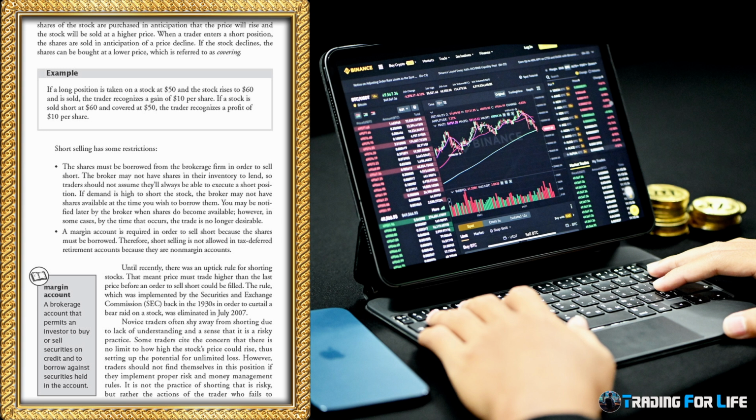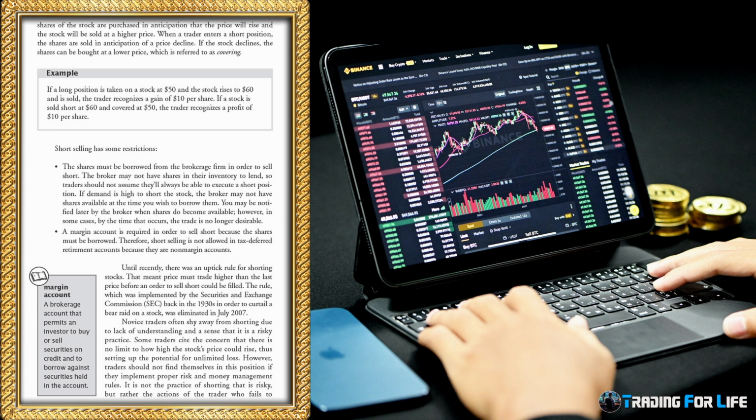You may be notified later by the broker when shares do become available. However, in some cases, by the time that occurs, the trade is no longer desirable. A margin account is required in order to sell short, because the shares must be borrowed. Therefore, short selling is not allowed in tax-deferred retirement accounts because they are non-margin accounts.